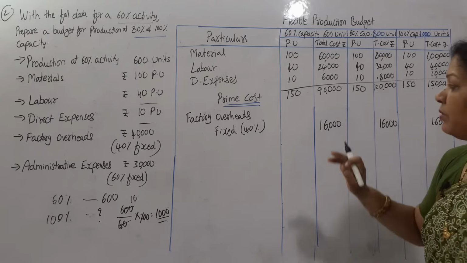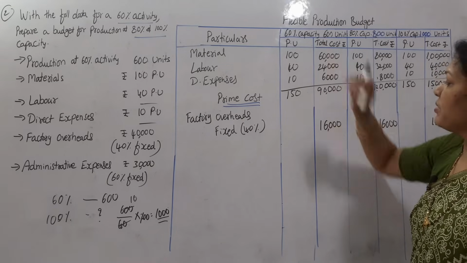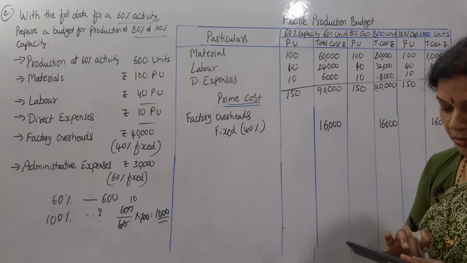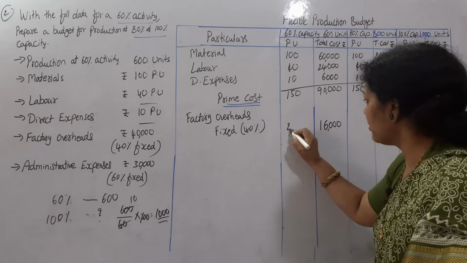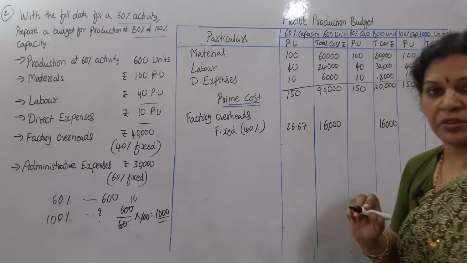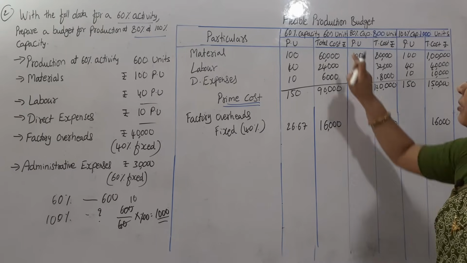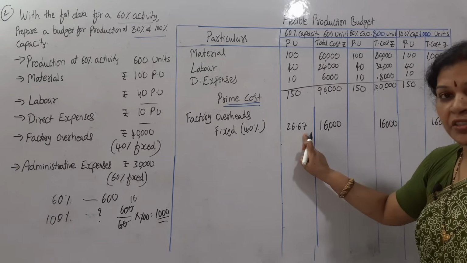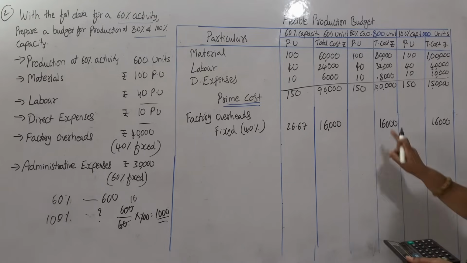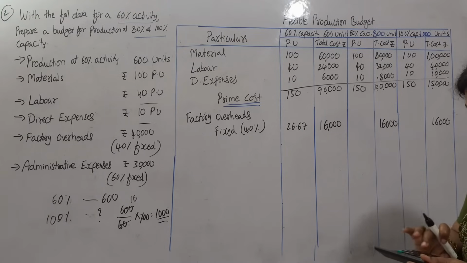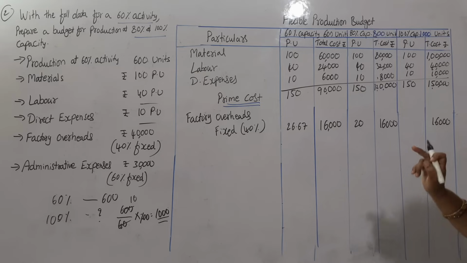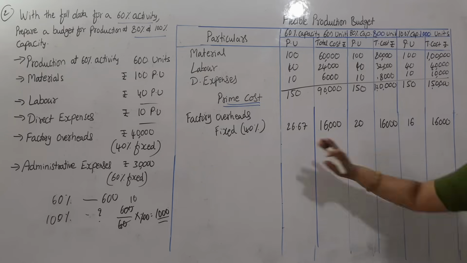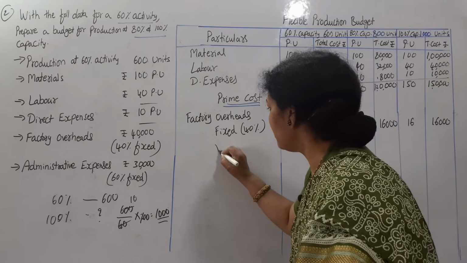Now how do we get fixed cost per unit? 16,000 divided by 600. We are getting 26.67 per unit. How are you getting it? 16,000 divided by 600, so 26.67. In the same way here also, 16,000 divided by 800, 20. In the same way 16,000 divided by 1000, 16. Okay, this is fixed. Now coming to the variable.